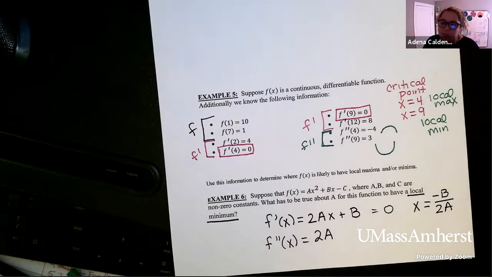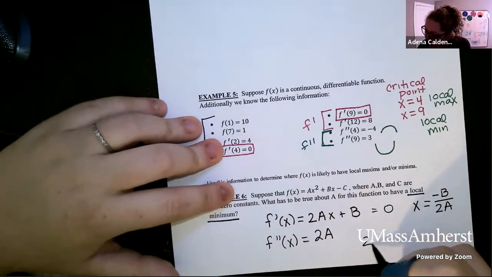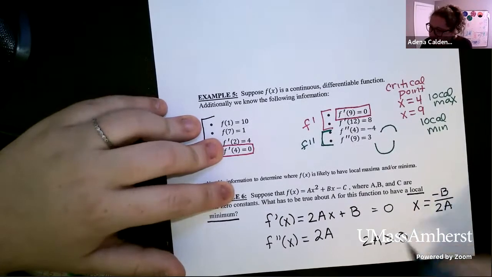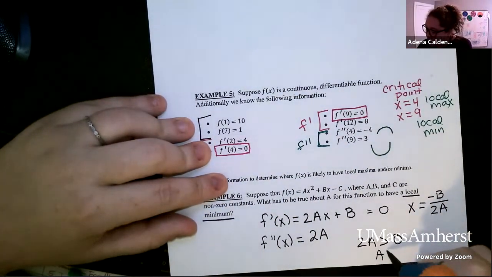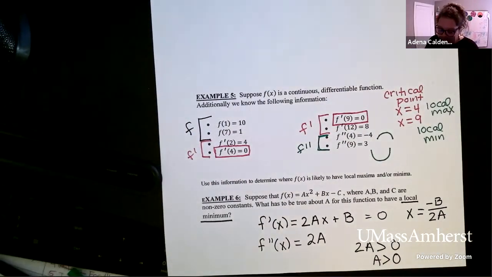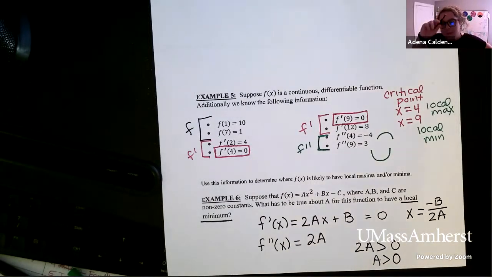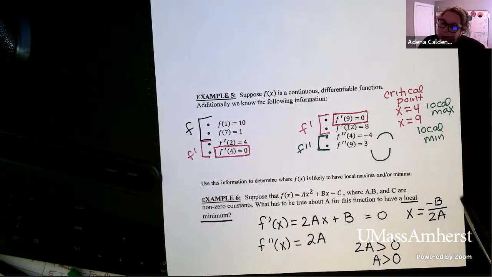So in order for this to be a local minimum, that means the second derivative has to be positive. In order for the second derivative to be positive, we would need 2a to be greater than 0, which means that a has to be greater than 0. If a is a positive number, that will make the second derivative positive, which makes the original function concave up, which makes this particular critical point have to be a local minimum.